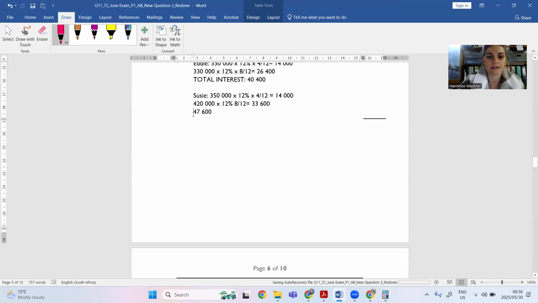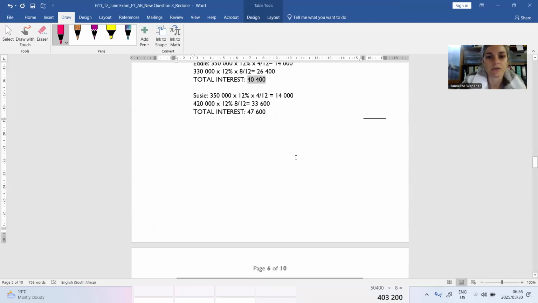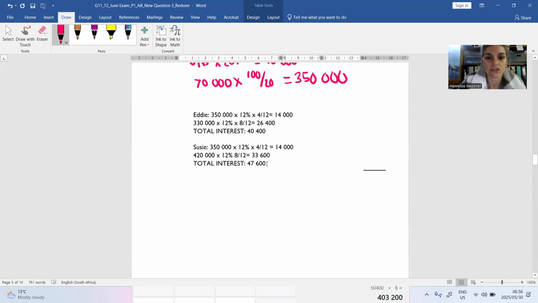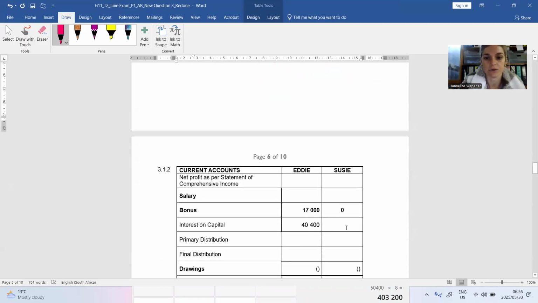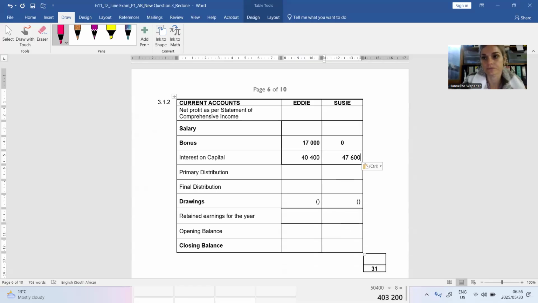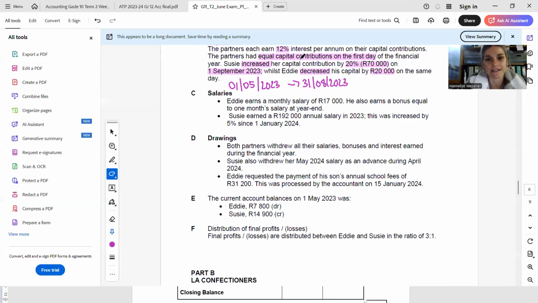Right, let me just write here, total interest. Okay, and 47,600 there. Let me just double check because I'm not sure if I used, yes, I used that info. Okay, so then we go to our note and we say that Eddie earned interest on capital and Susie earned interest on capital. So both of them earned interest on capital. Right, so now I'm going to go back to my information so that I can complete the current account note.